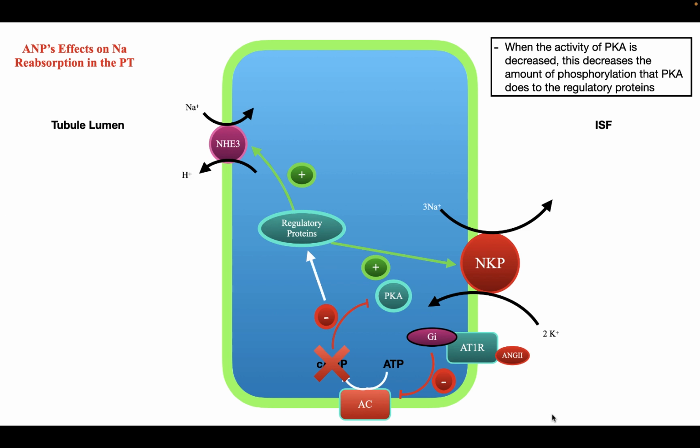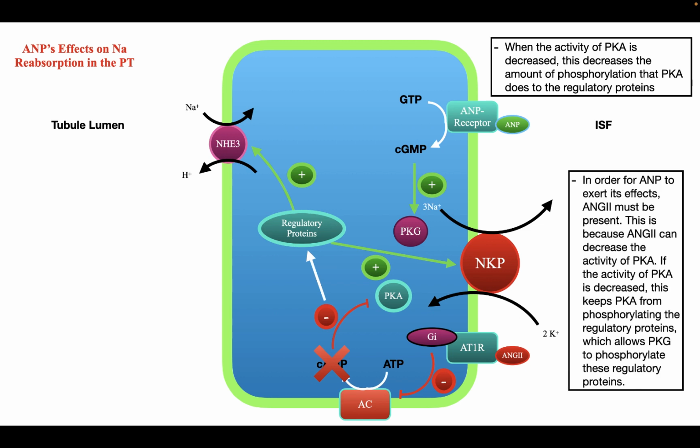Now that we know what angiotensin II can do, let's look at what ANP does. ANP will bind to the ANP receptor, and when ANP binds to the ANP receptor, it will convert GTP into cyclic GMP. Cyclic GMP can then increase the activity of another enzyme, specifically protein kinase G. In order for protein kinase G to affect the regulatory proteins, we need to have angiotensin II present. The reason is that in order for ANP to exert its effects, angiotensin II must be present.